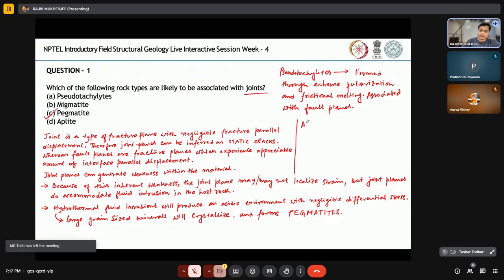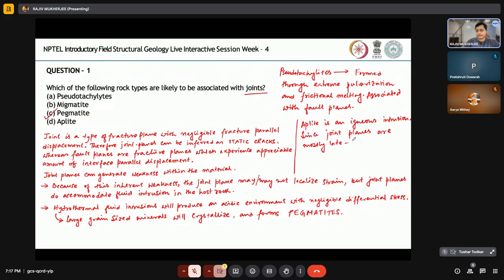Aplite is an igneous intrusion. And therefore, since joints are mostly late stage events, joint planes are mostly late stage deformation events. Therefore, aplite cannot be associated with joint planes. Aplite emplacement is unrelated to joint planes.